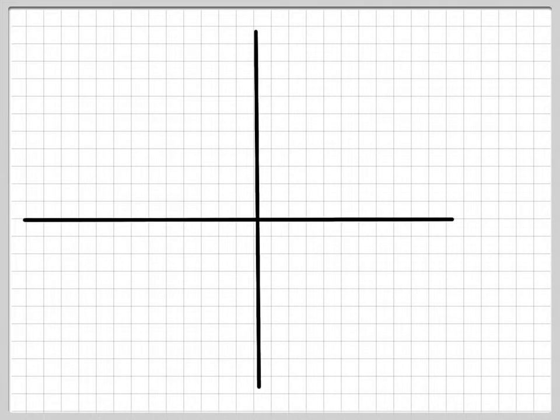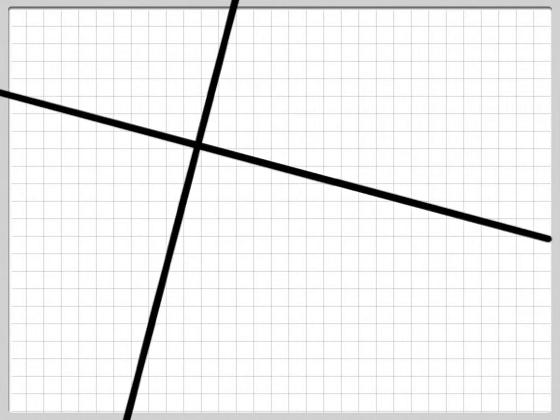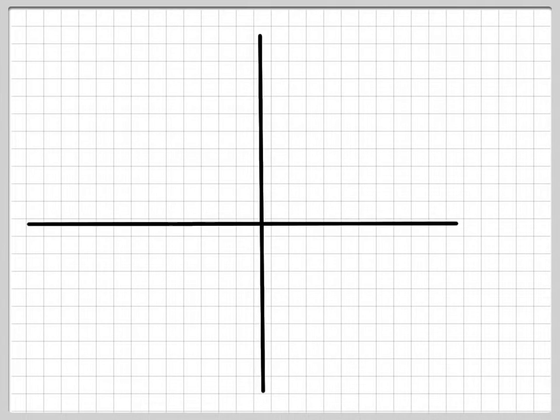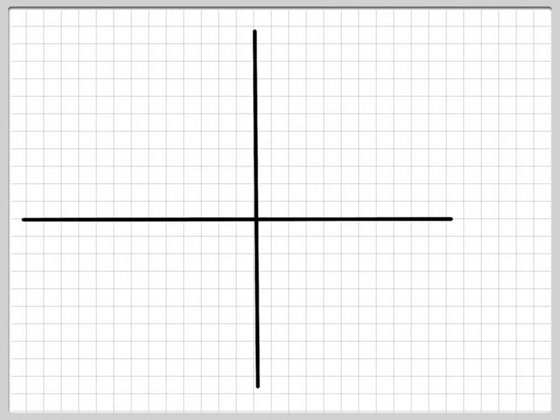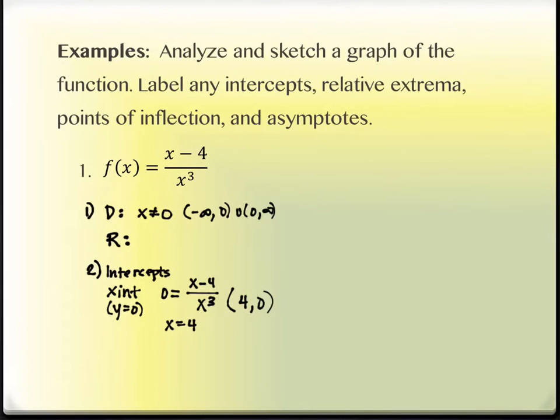It says I have an x-intercept at 4, 0. So I'm going to plot that x-intercept at 4, 0, and I'll use blue. So it would look like that. Is that okay? 4, 0? Excellent. All right, y-intercept. So my y-intercept is found by letting x equal 0.